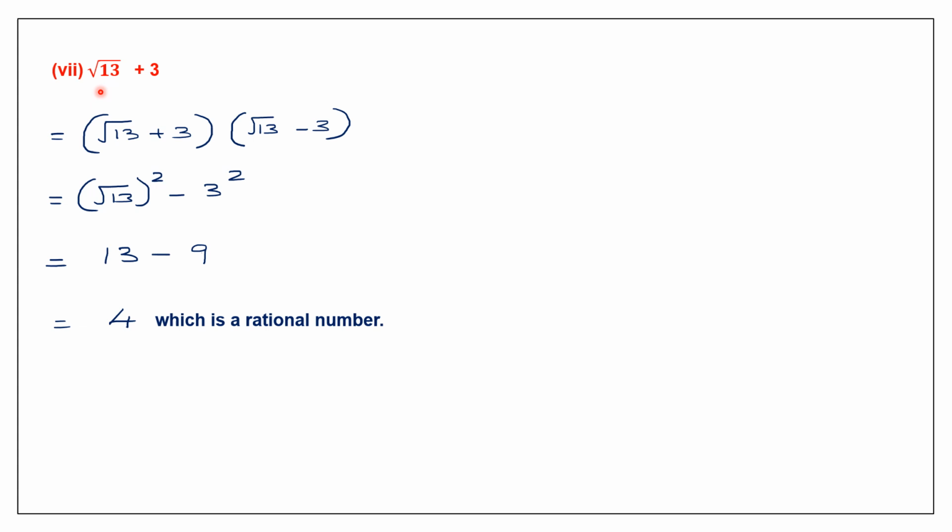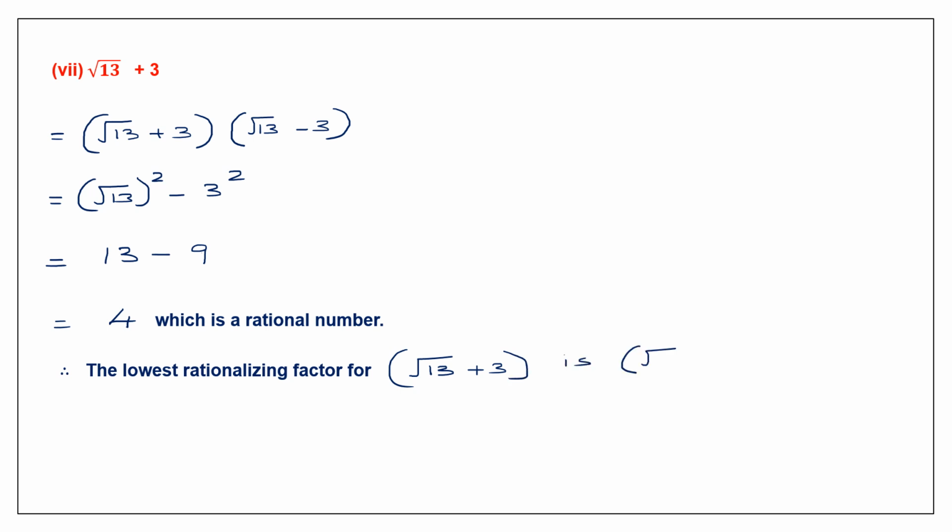So when we multiplied the given question with root 13 minus 3, we got the rational number. That means this is the rationalizing factor of root 13 plus 3. So the lowest rationalizing factor for root 13 plus 3 is root 13 minus 3. This is our answer.